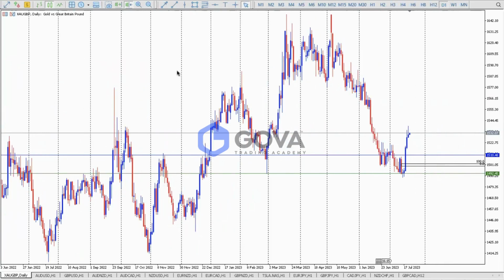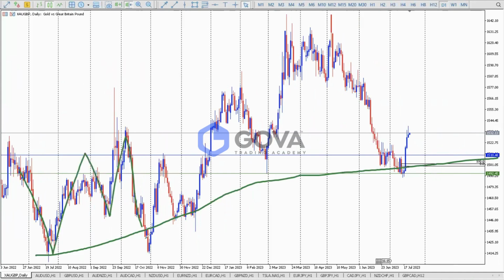You understand? You can see that this area is a psychological level for buyers. You can see the market structure here. This is a psychological level for buyers, right? So we expect something like this also, isn't it?